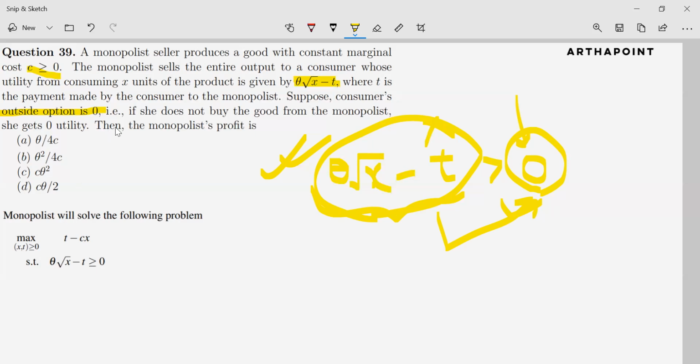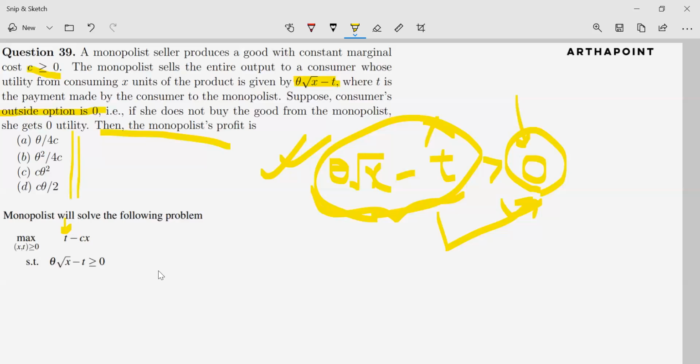Okay. So now it says, then what is the monopolist's profit? So, to find out the profit of the monopolist, I have to maximize revenue minus cost. Now, what is the revenue that the monopolist gets? The monopolist gets a revenue of T. This is the revenue that the monopolist gets.